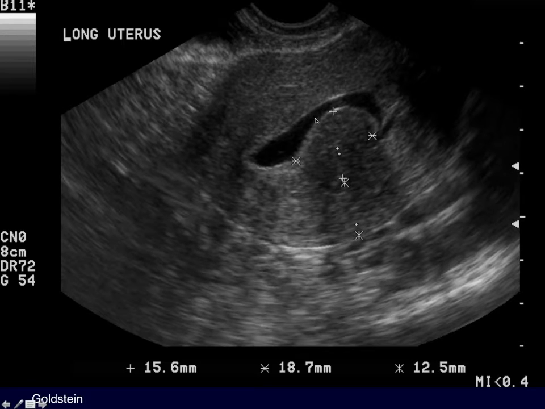We put some fluid in here, and you can see that the myoma ends here, and from the back of the myoma to the serosa was 12.5 millimeters. So there's plenty of room and safety to do a myometrial myoma resection.